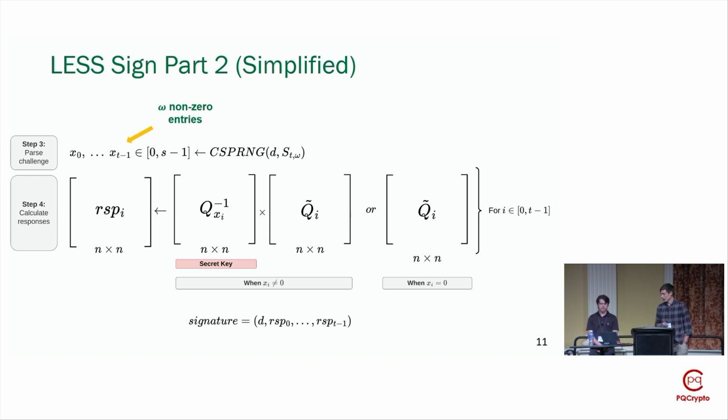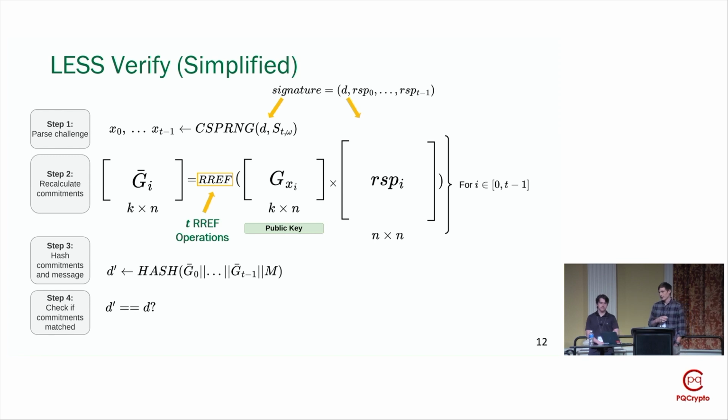So then during verification, the challenge is resampled. All T responses are multiplied by the corresponding public key, and they are hashed to see if the seed D matches the seed they received. One thing to note is that both signing and verification require T of these RREF operations, so the performance of signing and verification are approximately the same.